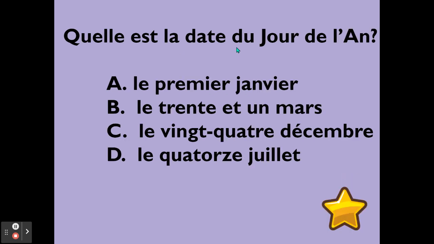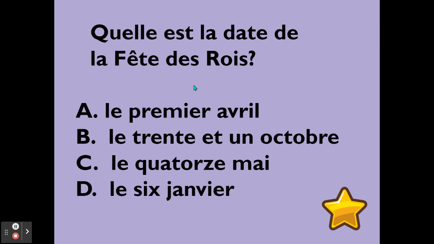All right, quelle est la date du jour de l'an? So you got to remember what holiday jour de l'an is. Le 1er janvier, le 31 mars, le 24 décembre, le 14 juillet. Quelle est la date de la fête des rois? Remember the holiday of kings. Le 1er avril, le 31 octobre, le 14 mai, le 6 janvier.